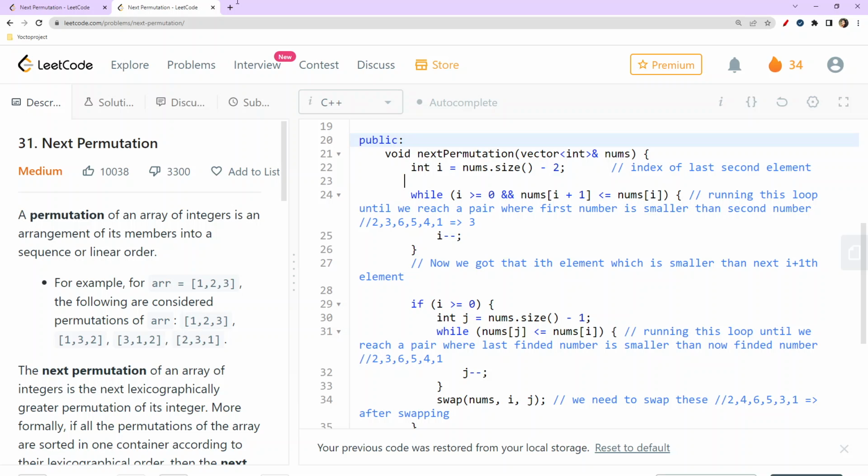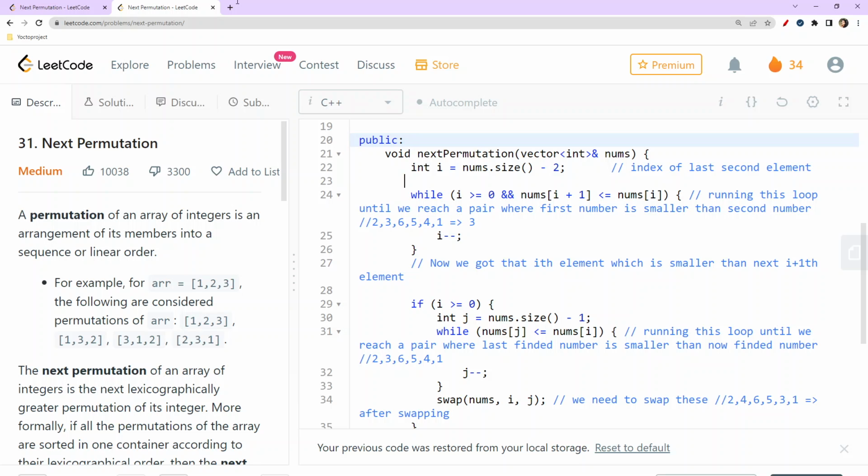So what we are doing is that we are first taking the last second number, meaning the index for the last second number, and we are running the loop until we reach a pair where the first number is smaller than the second number. That is, we are going from back towards front and we found this pair 3 and 6, right? So here 3 is that number. So this ith index would be stored for this, that is 0 1. First index would be stored here.